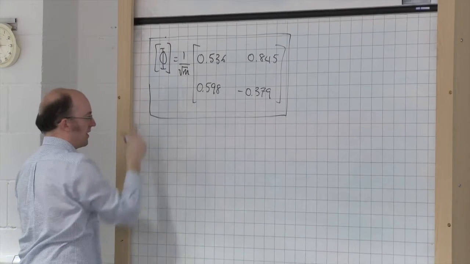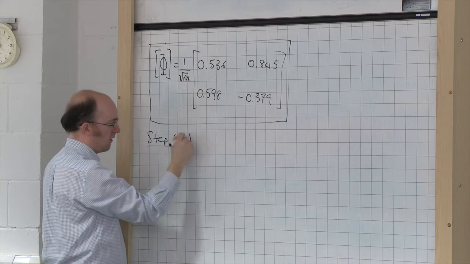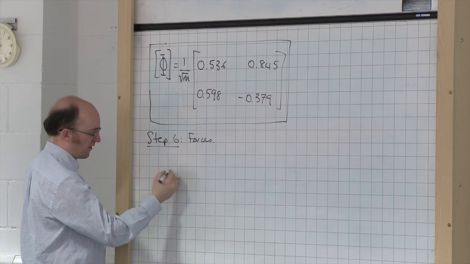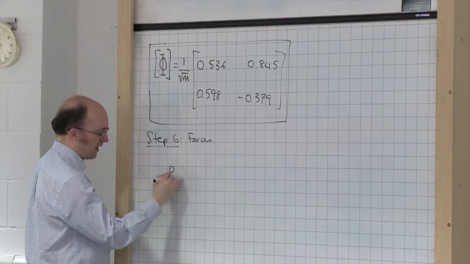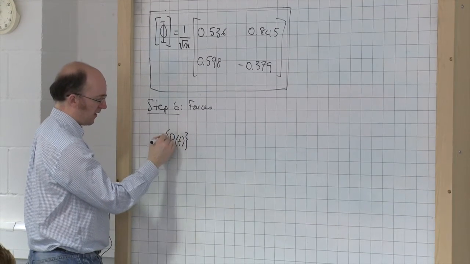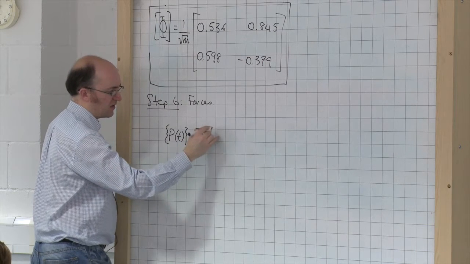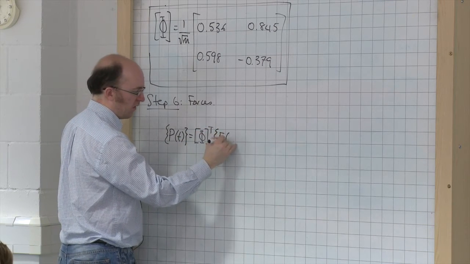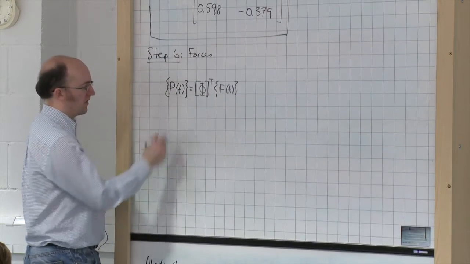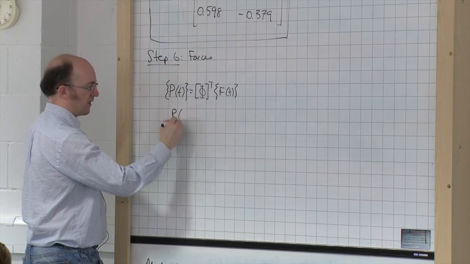Okay, step 6, we've got to deal with the applied forces. Okay, now if you remember, we had F1 and F2. So we'll call this P, that's going to be a vector. We take our modal matrix, we transpose it, and then we multiply it by our force vector. And so we've got P1 and P2. Okay, they're both functions of time.